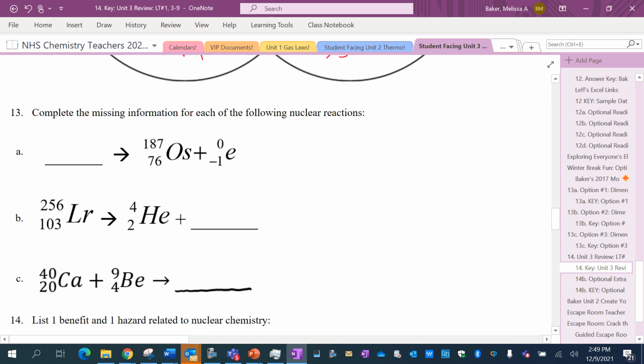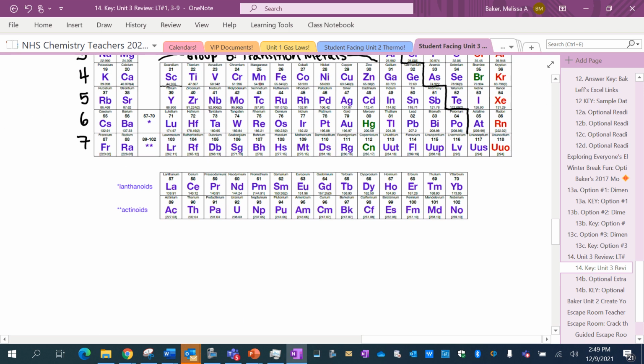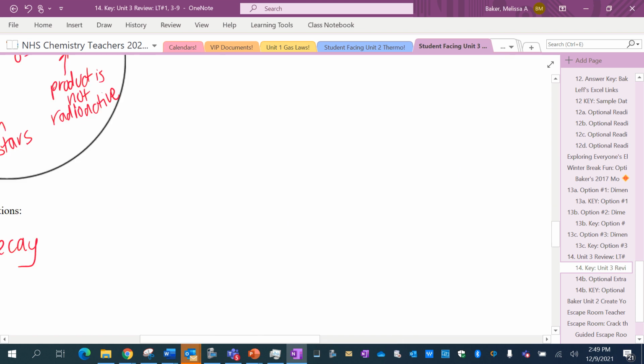All right, fill in the missing information. This I can identify as a beta decay. Now I have to think backwards here. What was it before if the atomic number went up by 1 to get to 76? It must have been 75. The mass would still be the same. So I've got to go look up what element is number 75. That's Re.